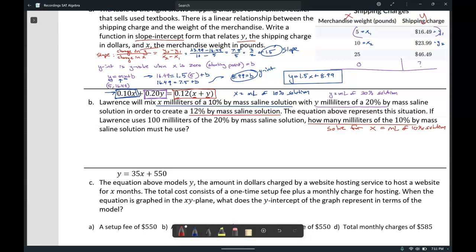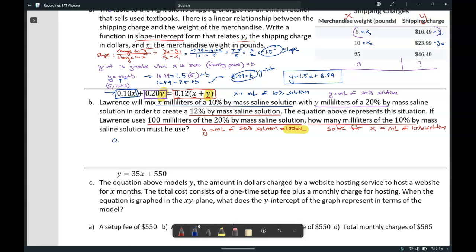The other part of this equation is that he's using 100 milliliters of the 20% solution. So Y equals the milliliters of the 20% solution. And he told us that he's using 100 milliliters. So we can actually substitute this value in for Y. And then once that's substituted in, we can go ahead and solve.